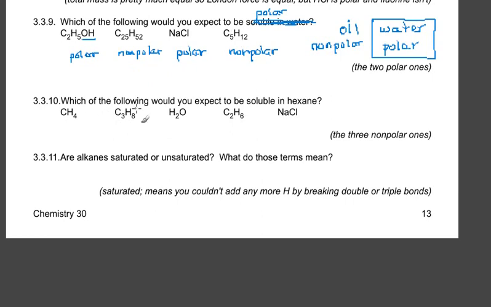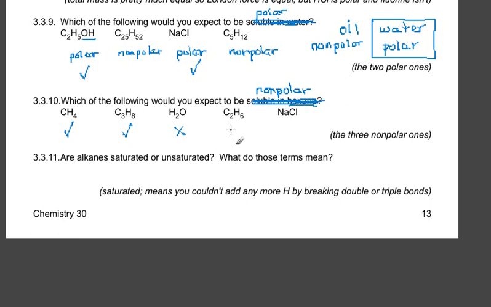Now, same question, which of the following would you expect to be soluble in hexane? Hexane is C6H14. It's nonpolar. So soluble in hexane is equivalent to saying nonpolar. So pretty much the same question as before, except now they're asking to find the nonpolar ones instead of find the polar ones. So for this, methane is an alkane, so it's nonpolar. That should dissolve in hexane. C3H8 is propane. That should be fine. That's another alkane. H2O is water, very polar, so nope, that won't dissolve in hexane.